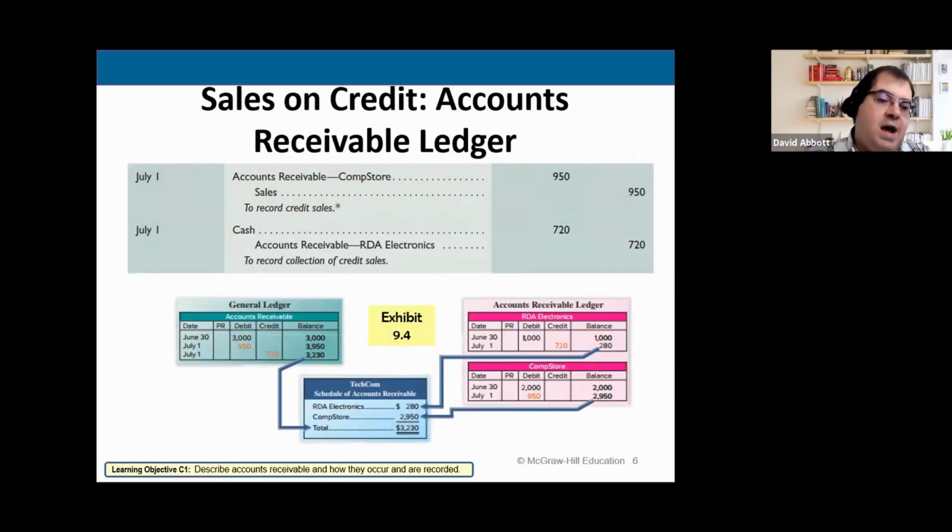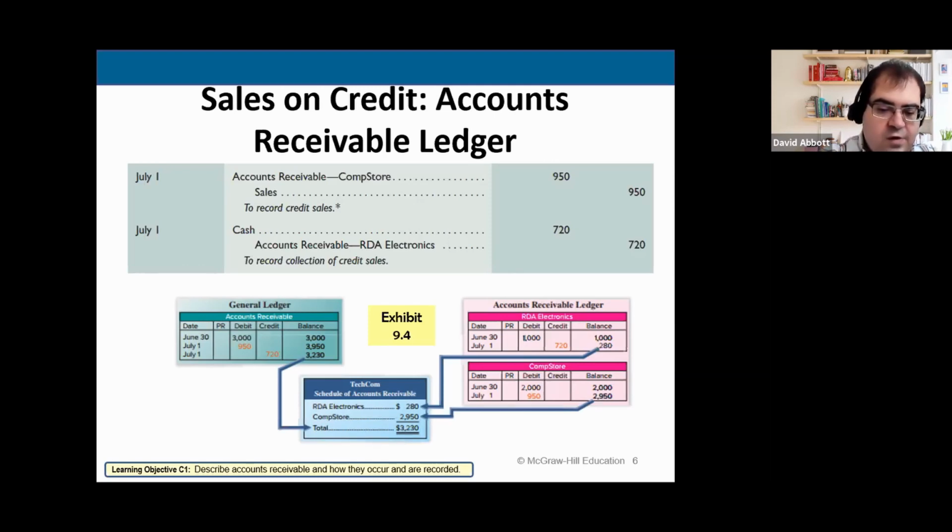So now on this slide, we see the general ledger and the accounts receivable ledger after recording the two July 1st transactions that we saw previously. The general ledger shows the effects of the sale, the collection, and the resulting balance of $3,230. These transactions are also shown in the individual customer accounts. So RDA Electronics, they have a balance of $280, so that's what they owe. And Comp Store's ending balance is $2,950. That's what they still owe us.